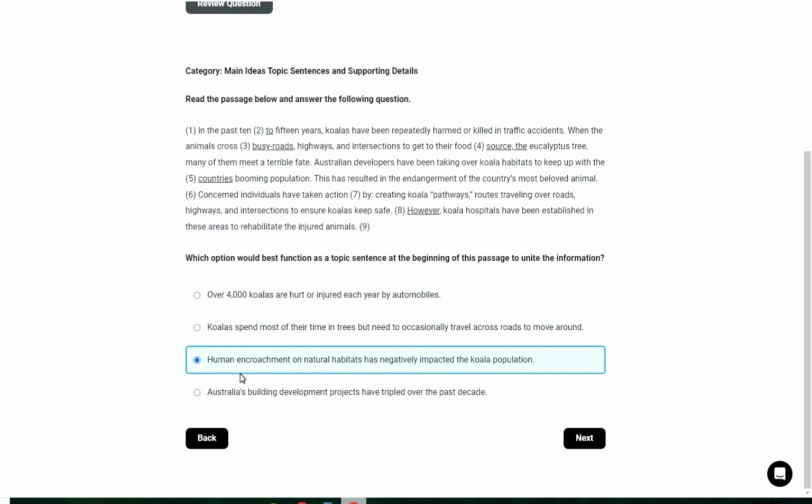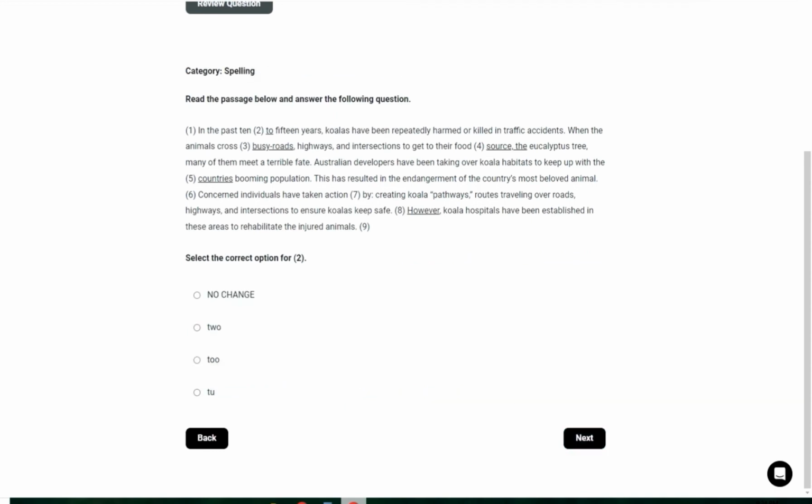But let's check D and make sure that's not the right answer as well. D. Australia's building development projects have tripled over the last decade. Okay, well, that might help with this specific sentence, talking about how developers have been taking over their habitats, but it's not uniting all the information. And so our best answer here is going to be C. All right, number 2. In the past 10 to 15 years, and it's asking, is that 2 right there the correct word for this sentence? I'll give you guys a few seconds.